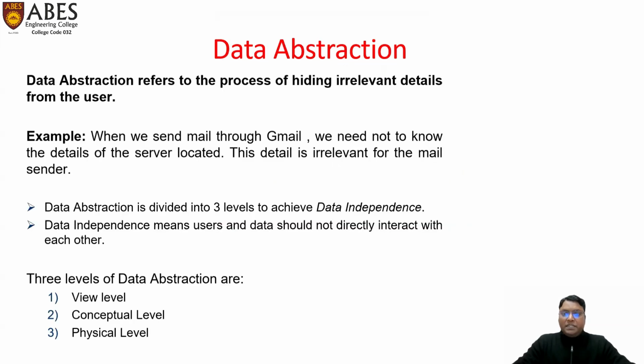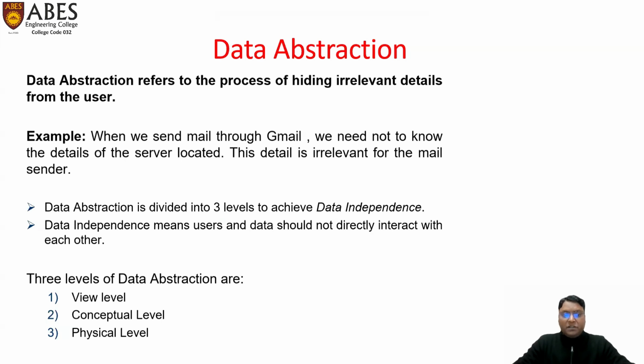Now, the next thing is data abstraction. Data abstraction refers to the process of hiding irrelevant details. For example, when we send mail through Gmail, we need not know the details of where the server is located. This detail is irrelevant for the mail sender because we are only interested in the data in the mail. Data abstraction is divided into three levels to achieve data independence. Data independence means user and data should not directly interact with each other.